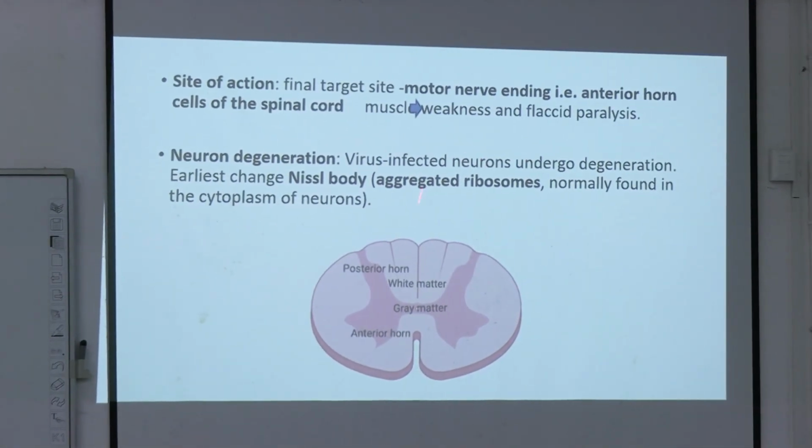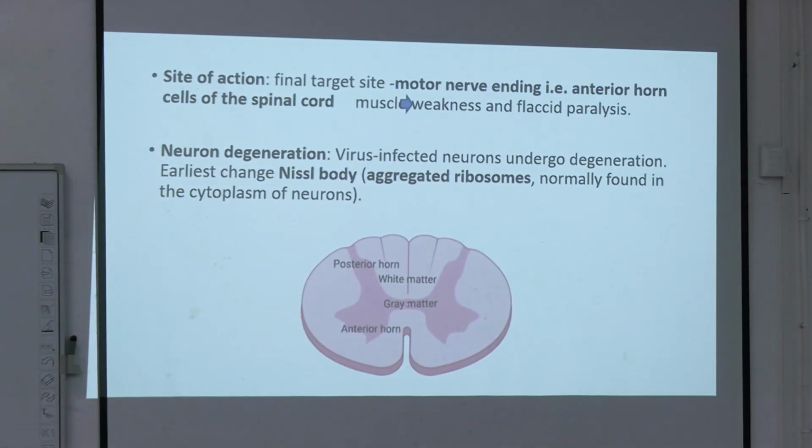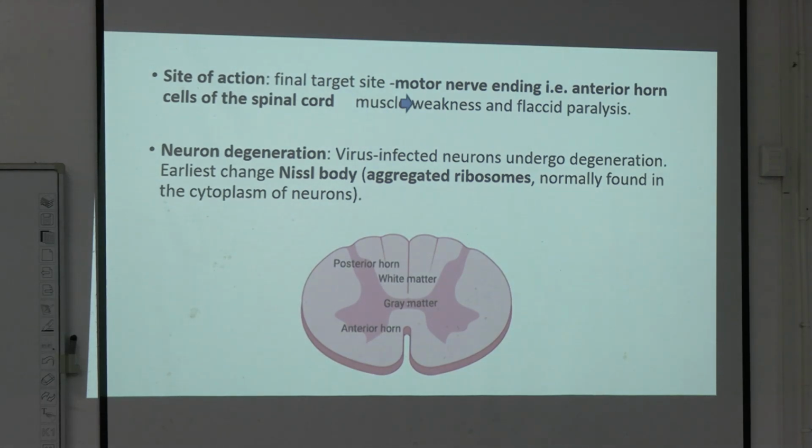So the virus infected neurons will be degenerated, and from there we can see aggregated ribosomes inside a neuron. That aggregated ribosomes we call Nissl bodies. This is very important and these are very characteristic features of the neurons that are affected by the virus. So Nissl bodies will be present in the cytoplasm.